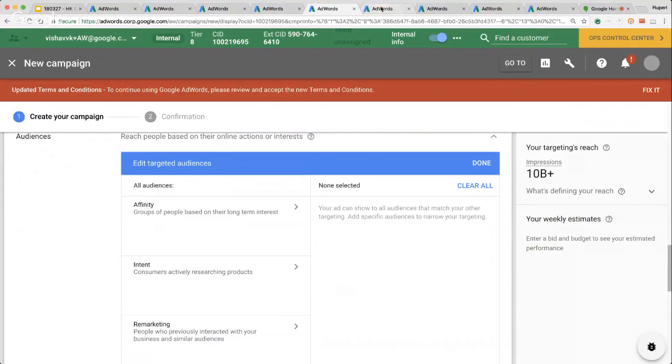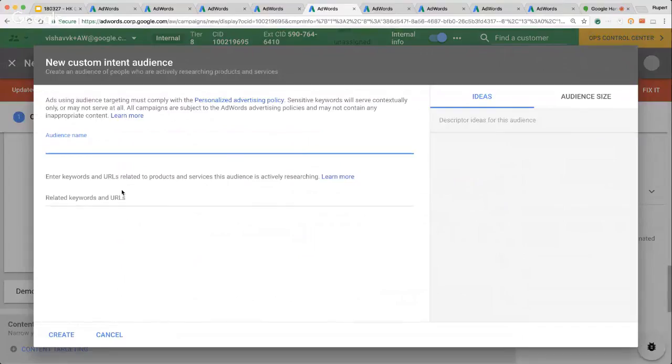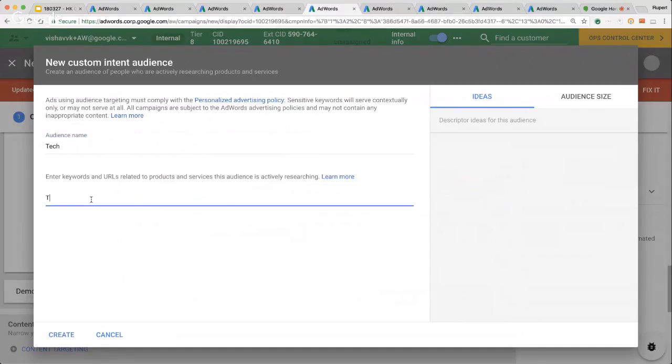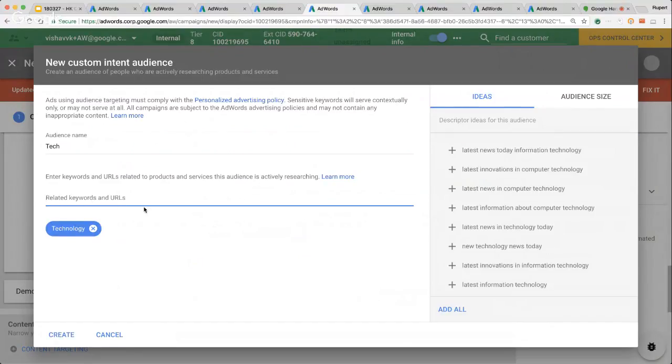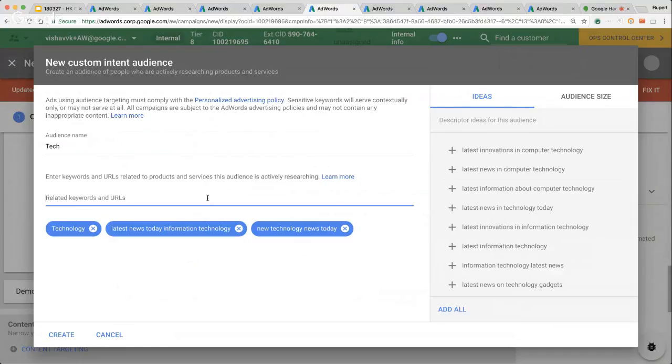For example, let me create audiences that are technology related. I will use keywords such as technology. As you can see, once you input technology, our system will recommend additional keywords. If you see anything that's relevant to your advertiser, you can add them. Then you can also add URLs.